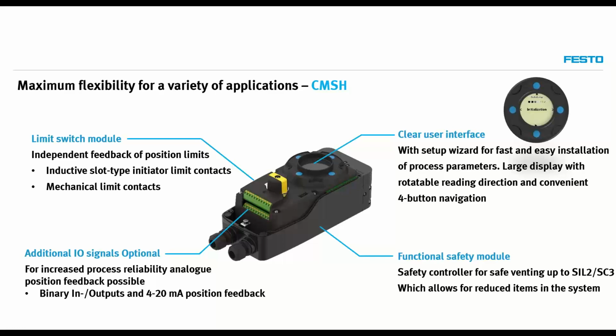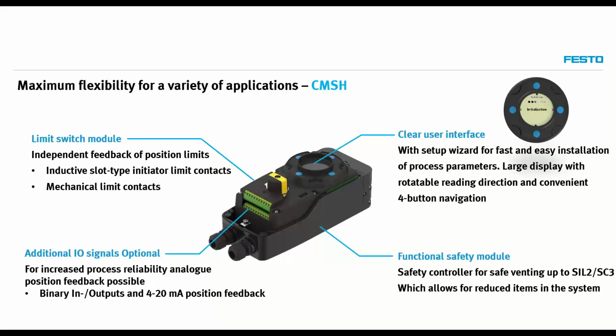Also, it's suitable for use in safety-related circuits up to safety integrity level SIL 2. Talking about the safety-related circuits, these options guarantee safe venting of the actuator. As a result, the process valve moves to the fail position, which is already predefined by selecting the correct end plate. To increase the process reliability, optional I/O modules can also be added to our positioner, for example, input or output modules, 4 to 20 milliamp position feedback.